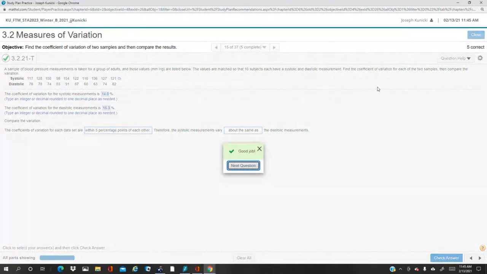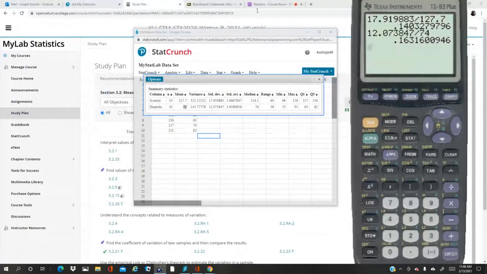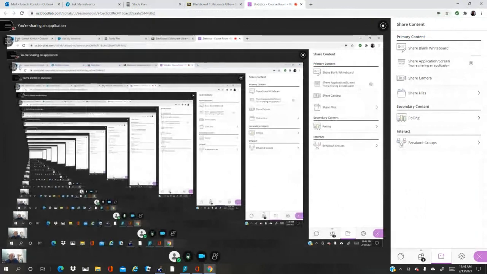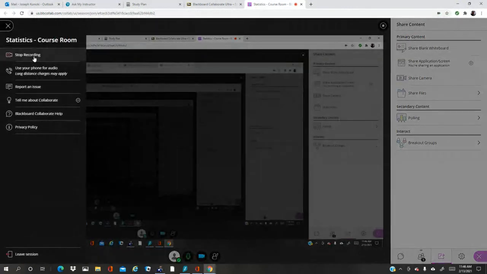Okay, so that is question 3.2.21T. I'm going to go ahead and stop the recording and publish.